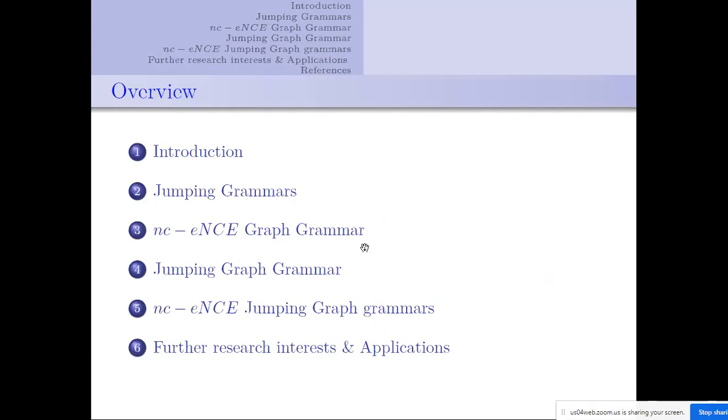This is the overview of the presentation. We'll be having an introduction to graphs and graph grammars. Then we'll be moving on to what actually jumping grammars are. Then we show what an NCE graph grammar is, then the jumping version of that, and some variants of NCE jumping graph grammars. We'll wind up with some research interests and applications of whatever we discuss right now.